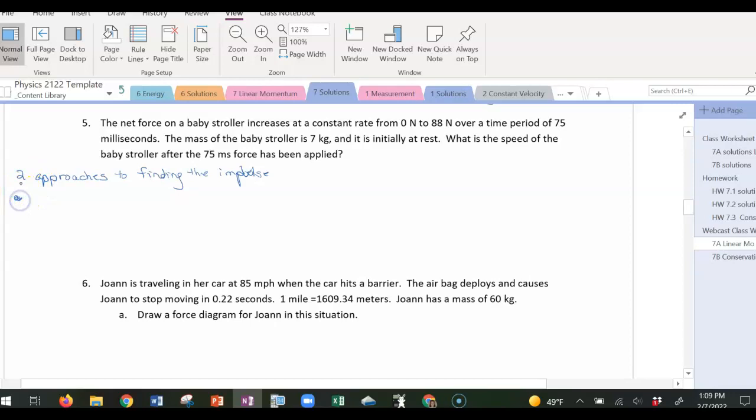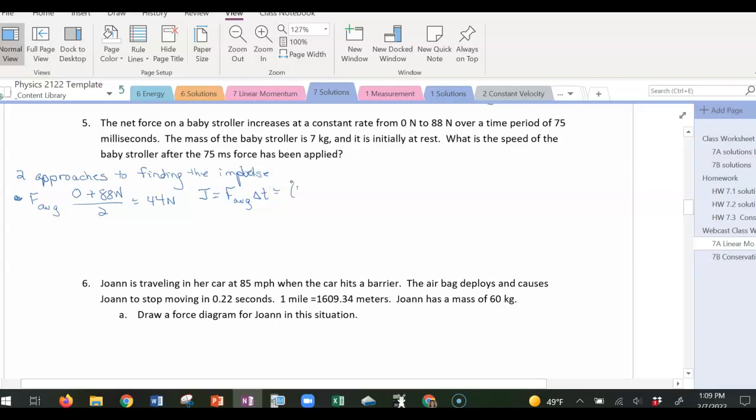So the first is, I could say, okay, the average force, since it says it increases at a constant rate from 0 to 88, would just be the average of that. So 0 plus 88 newtons divided by 2, the average force is 44 newtons. Well, then the impulse would be that average force multiplied by the elapsed time.